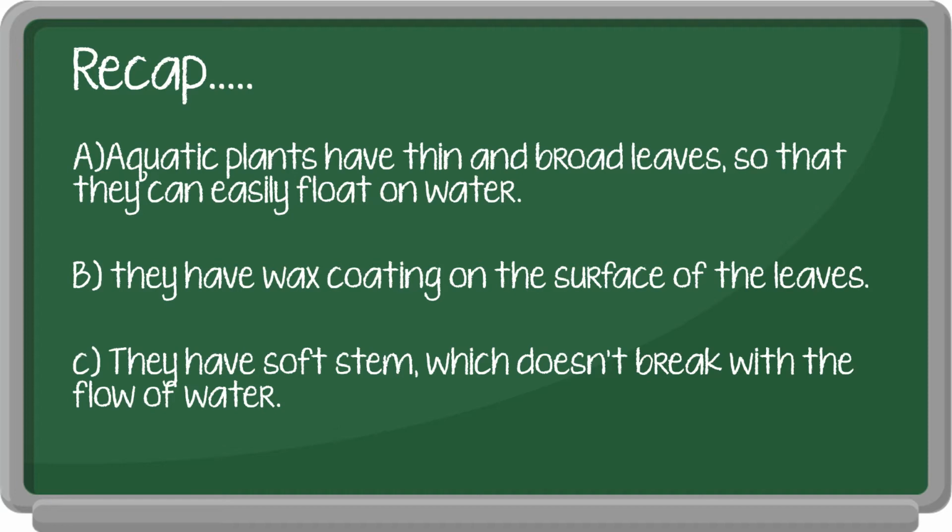They have a wax coating on the surface of the leaves. This wax coating doesn't allow too much water to get collected on the leaves and prevents the leaves from getting spoiled. So this wax coating is also one of the adaptations of the aquatic plants. They also have a soft stem which doesn't break easily with the flow of the water. So these plants can easily float on the water.